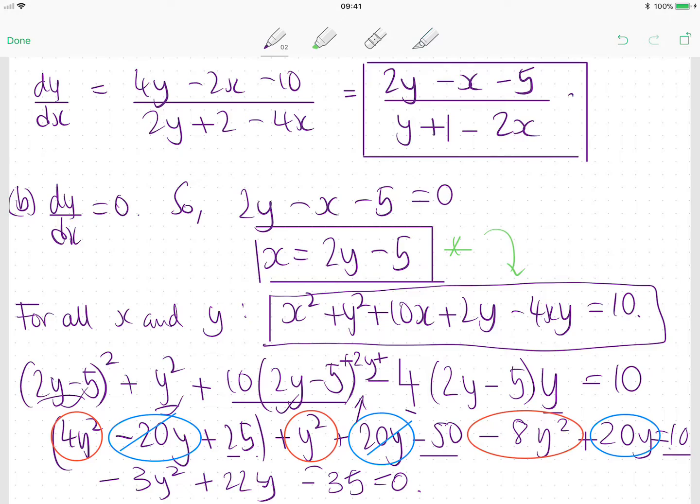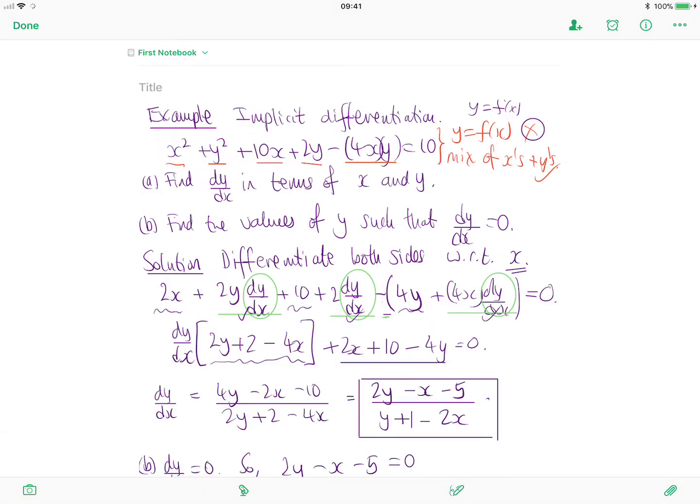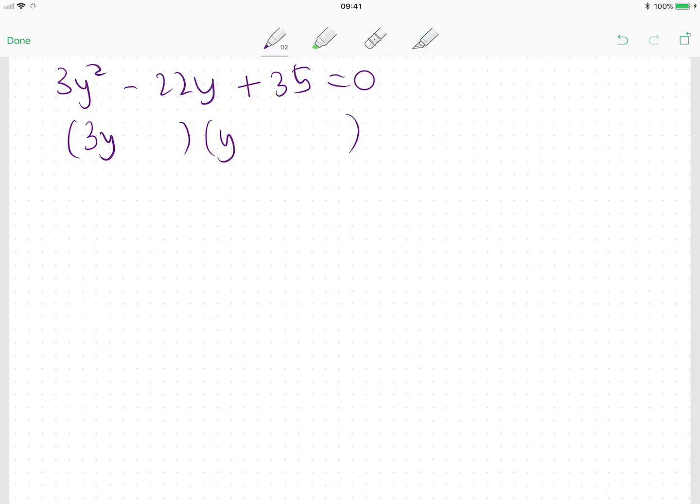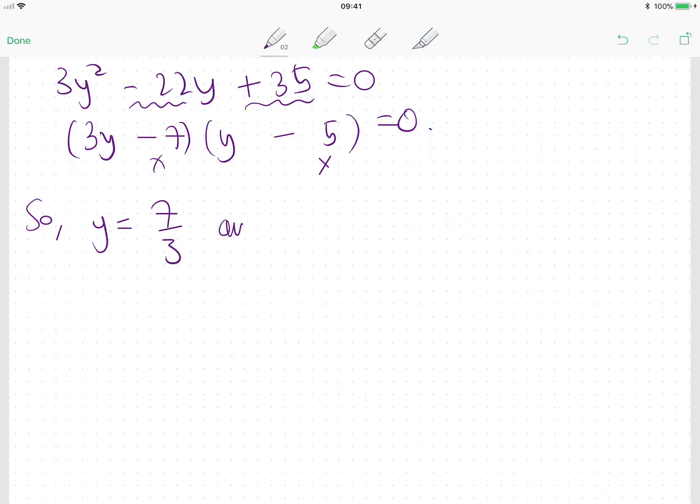Okay, so I need to solve this quadratic. There's a negative sitting at the front, so I'm going to times through by minus 1. Let's do that on a clean page. We have 3y squared minus 22y plus 35 equals 0. A little bit of factorization. For 3y and a y, we need two numbers that multiply to 35, and then we need to check the cross terms for minus 22y. So a little bit of playing around with these numbers, we see that it is (3y minus 7)(y minus 5) equals 0. So finally, the values of y that we're looking for are 7/3 and 5. And there you go. That is the end of the problem.